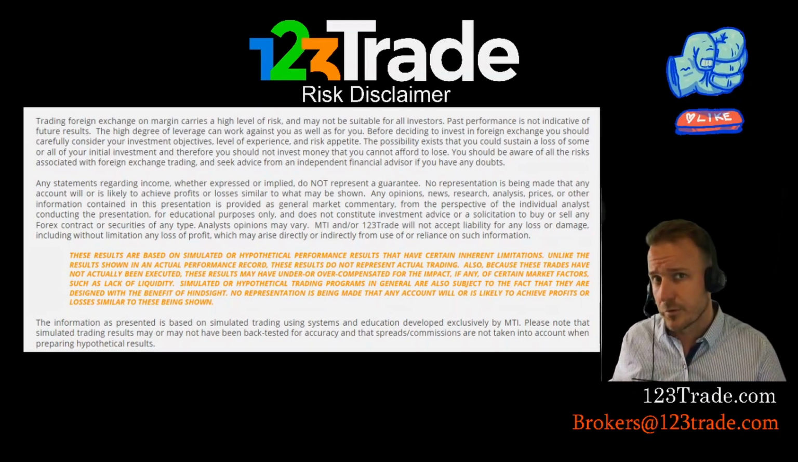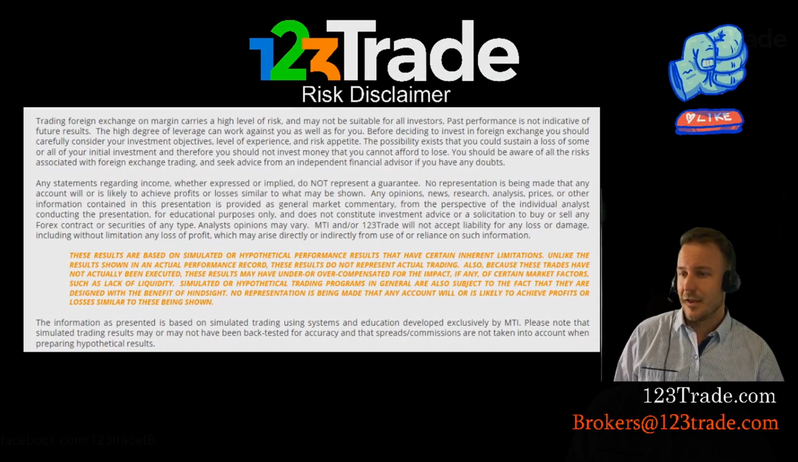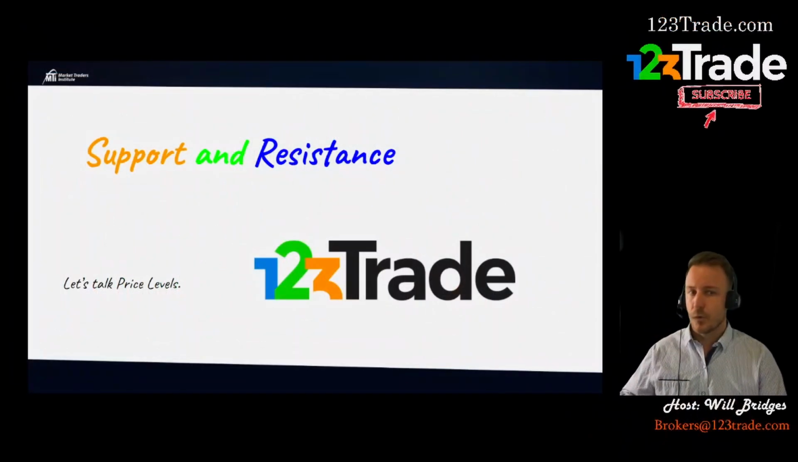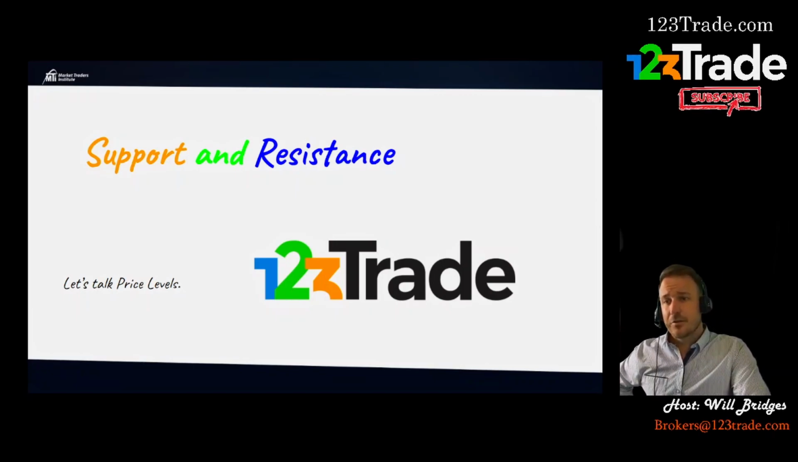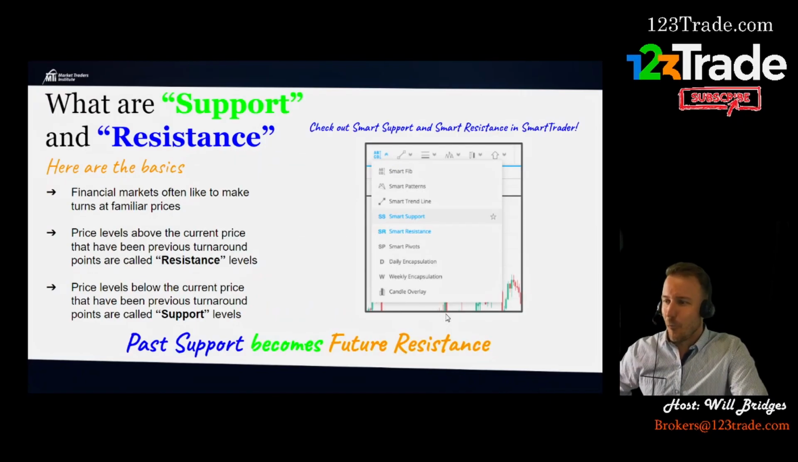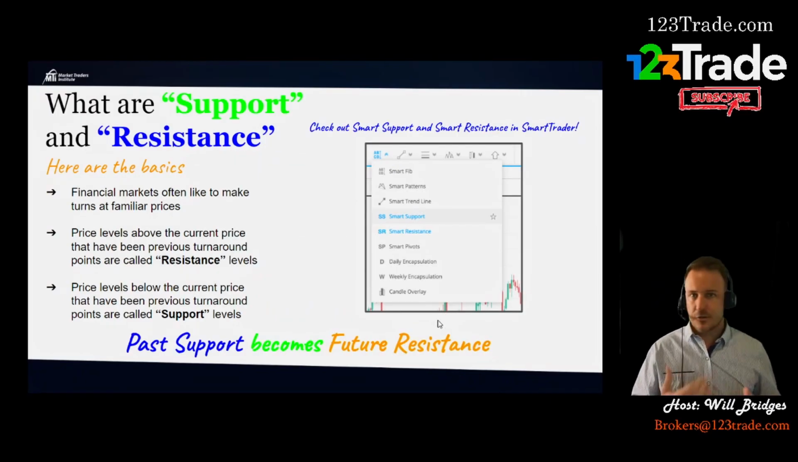Let's get to support and resistance, people. This is really one of the most important things that anybody should know when it comes to trading. You need to know what a low price is and what a high price is. We need to talk about some price levels, why these things are important, and why you need to pay attention if you plan on trading and ever making money at anything.